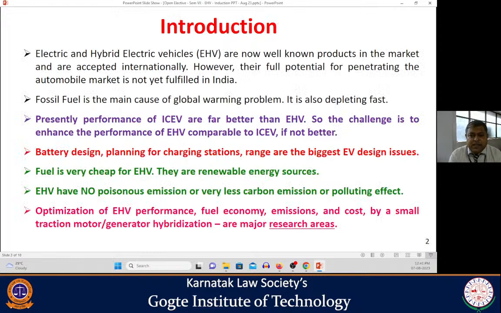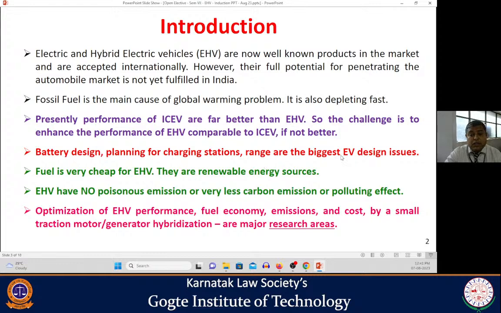So electric and hybrid vehicle, what is the need? Mainly it is a very clean source of energy, and nowadays there is full potential for this EHV technology, electric and hybrid vehicles. Whenever I say hybrid, it means either electric and petrol, or fuel cell and electric. That is the hybrid concept. There is full potential for penetration of electric and hybrid automobiles in the Indian market, and it is actually a solution for global warming, because it does not use any fossil fuel.